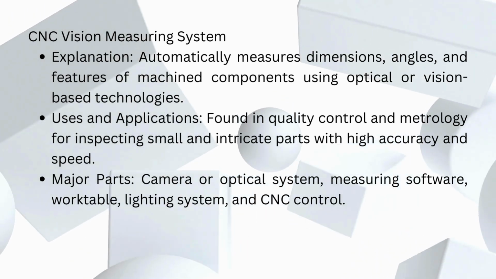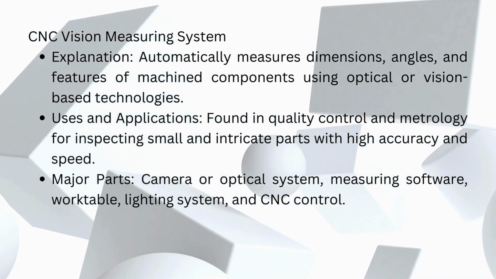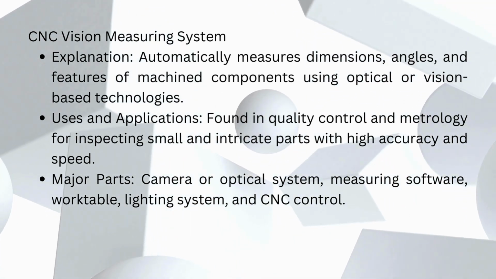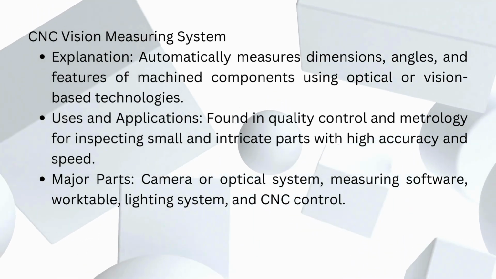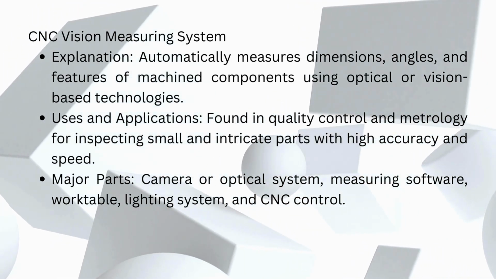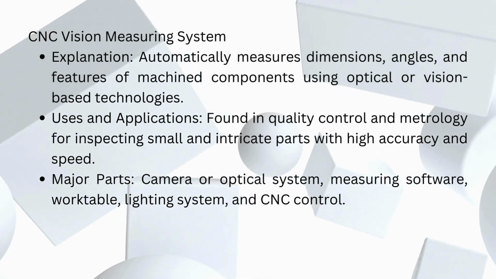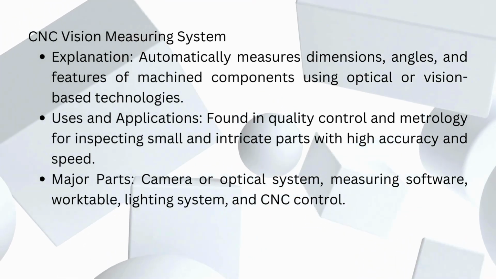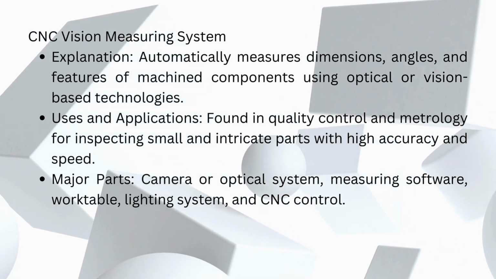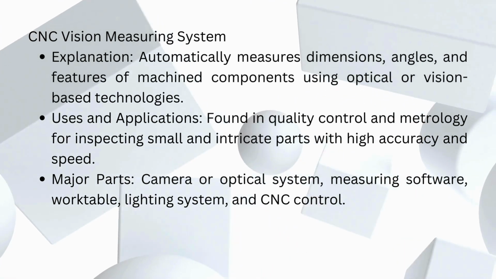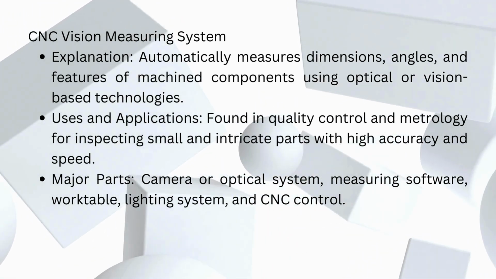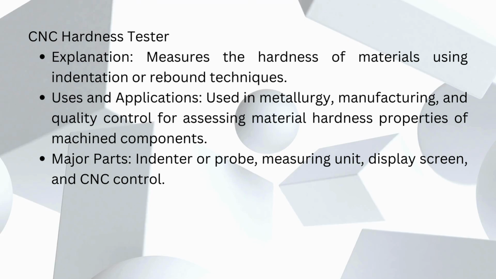CNC vision measuring system. Explanation: automatically measures dimensions, angles, and features of machine components using optical or vision-based technologies. Uses and applications: found in quality control and metrology for inspecting small and intricate parts with high accuracy and speed. Major parts: camera or optical system, measuring software, work table, lighting system, and CNC control.